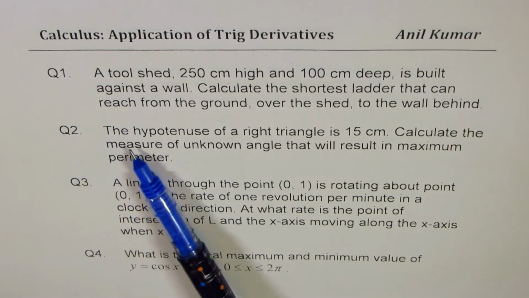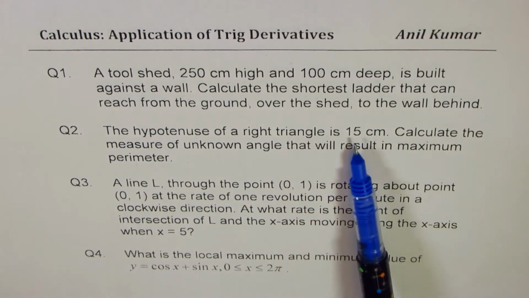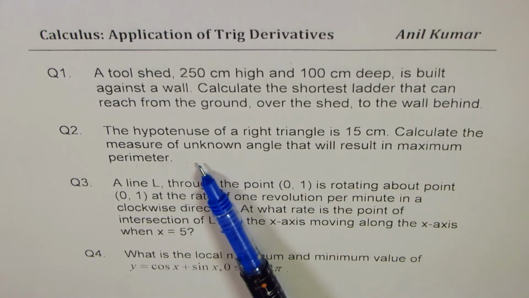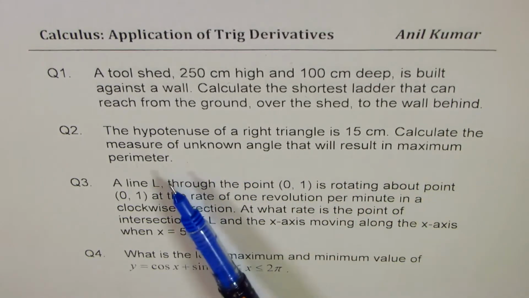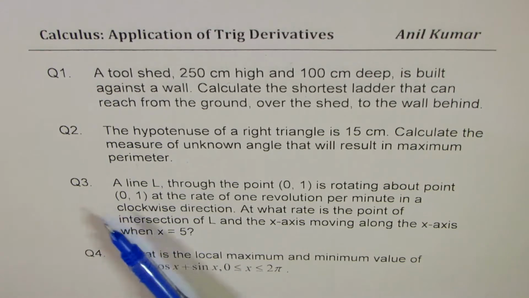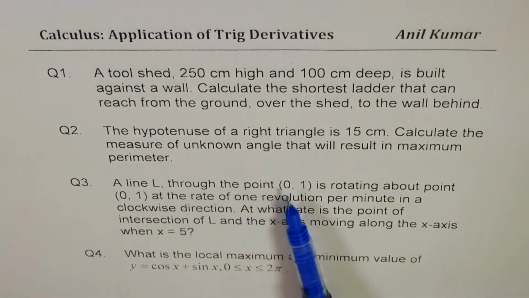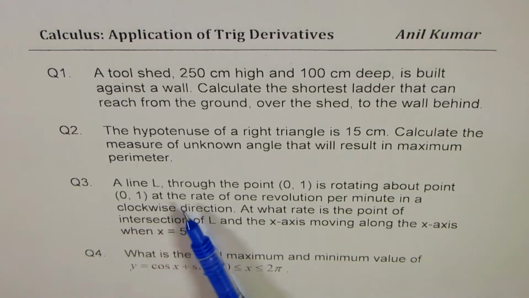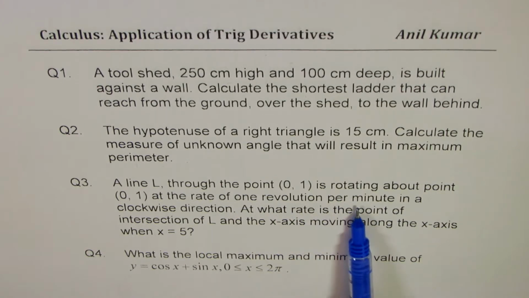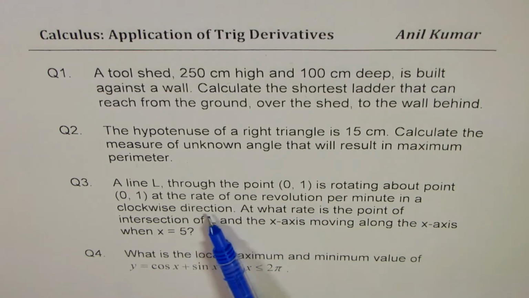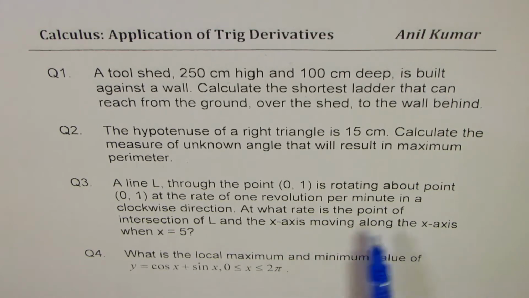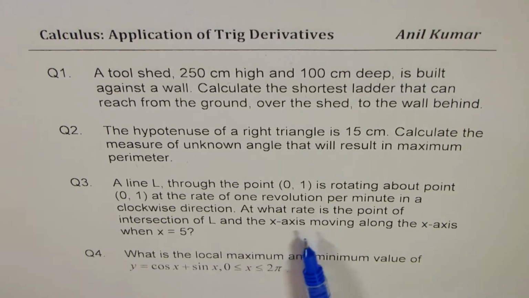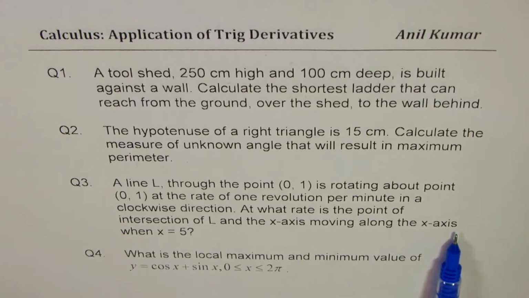Question 2. The hypotenuse of a right triangle is 15 centimeters. Calculate the measure of unknown angle that will result in maximum perimeter. Question 3. A line L through the point (0, 1) is rotating about point (0, 1) at the rate of 1 revolution per minute in a clockwise direction. At what rate is the point on the intersection of L and the x-axis moving along the x-axis when x equals 5? So that is the rate of change question.